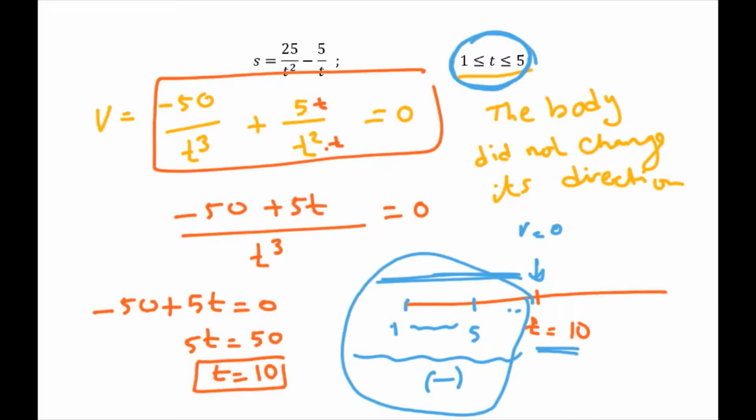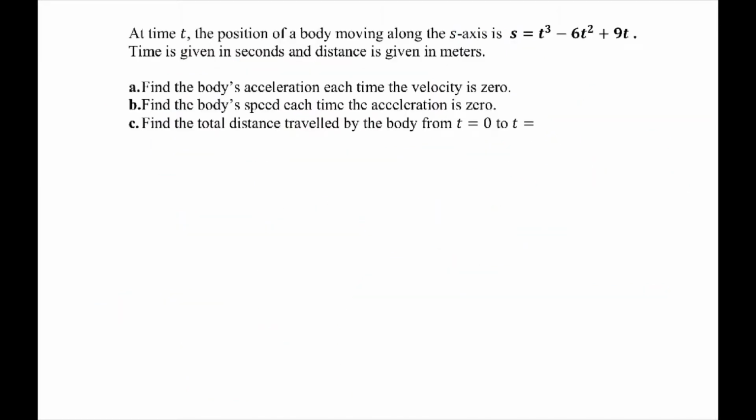Okay, within the interval 1 and 5. Now, this question. At time t, the position of a body moving along the s-axis, so that's s. Time is given in seconds and the distance is given in meters. They want us to find the body's acceleration each time the velocity is 0, the body's speed each time the acceleration is 0, and the total distance traveled by the body from t equals 0 to t equals 2.